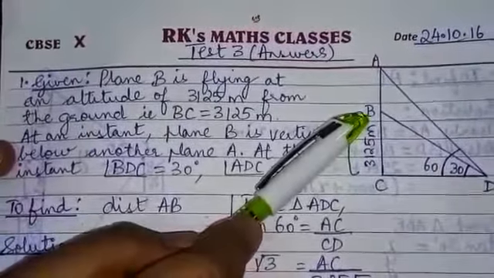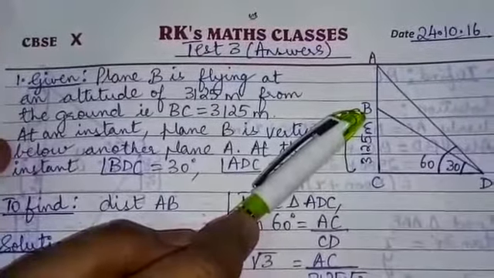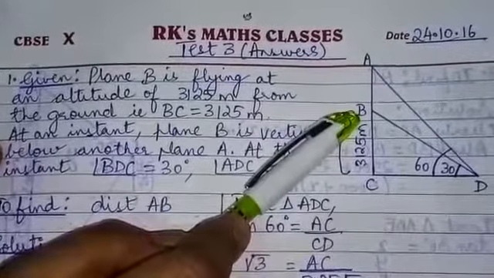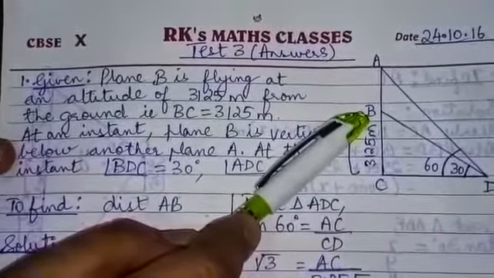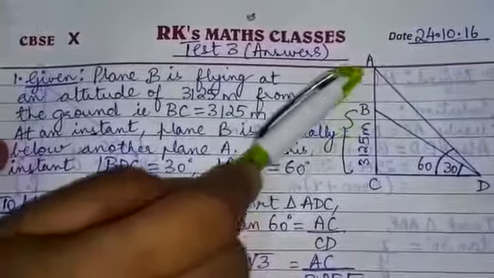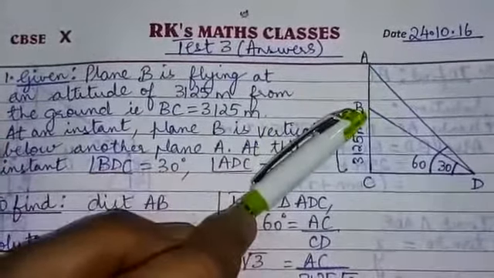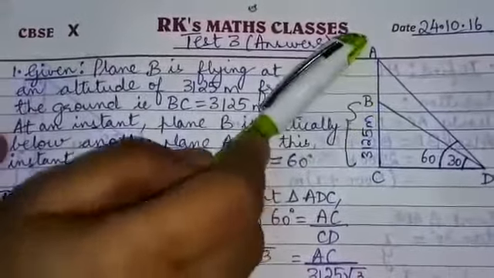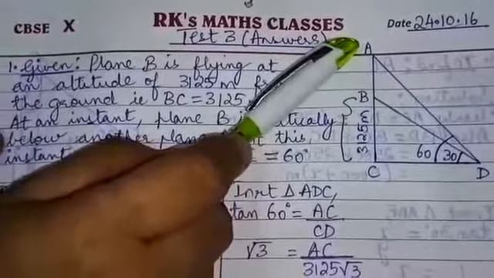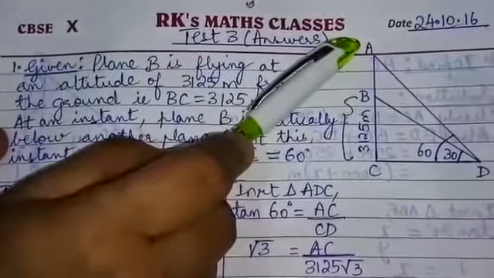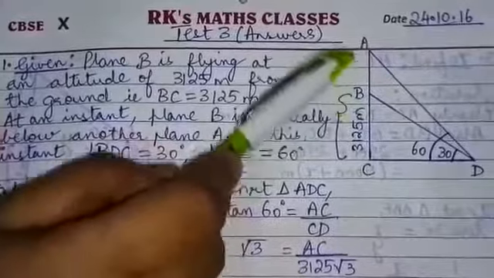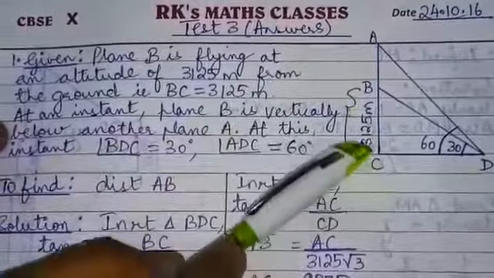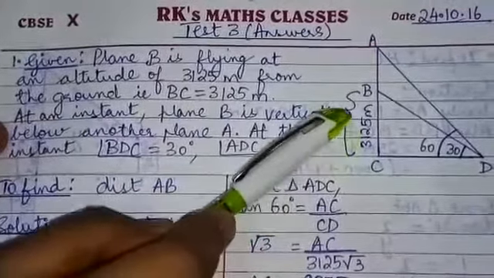It's given that this aeroplane is flying vertically below another aeroplane, which means there is an aeroplane flying vertically above it. We have called that aeroplane A. So this is the first aeroplane, this is the second aeroplane. BC is 3125 meters.